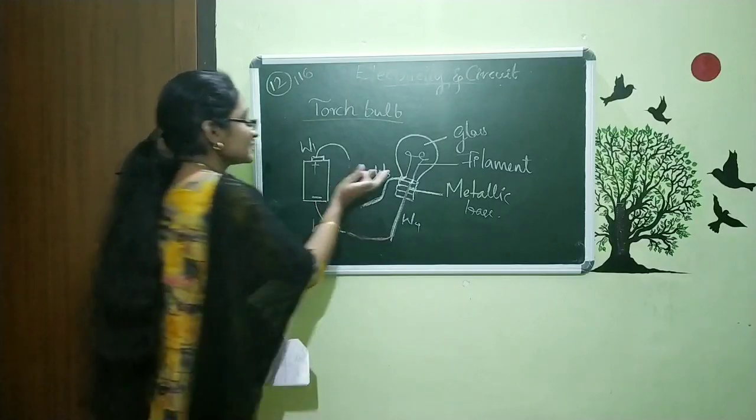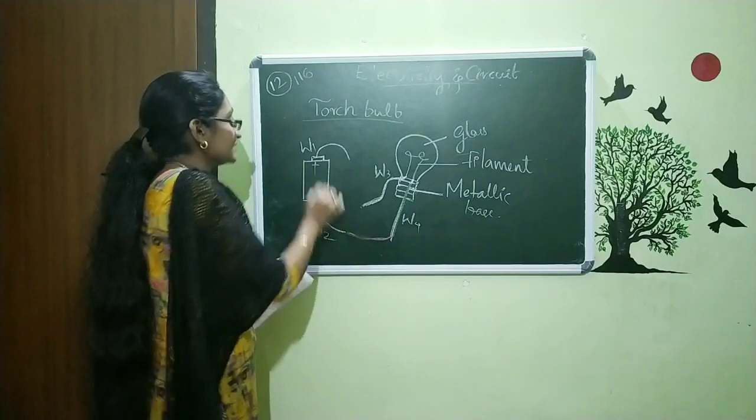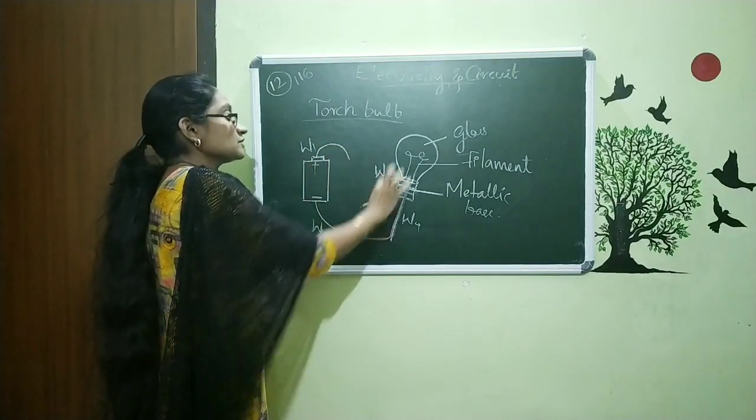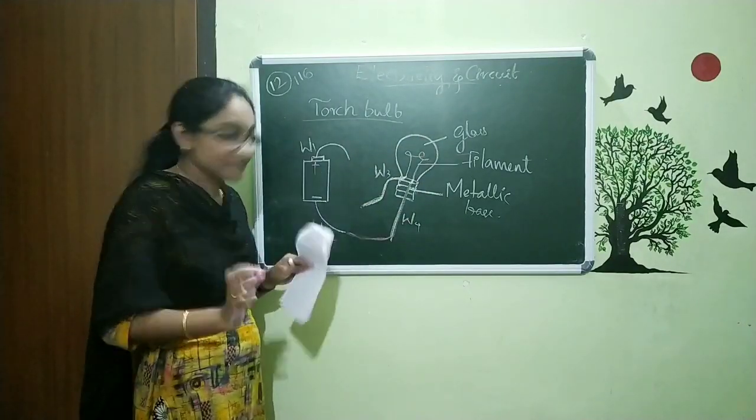The reason is this. Here our circuit is open. That means this is not complete. When the electricity tries to come from this point, it's not possible to move to this. So because of that it is not glowing.